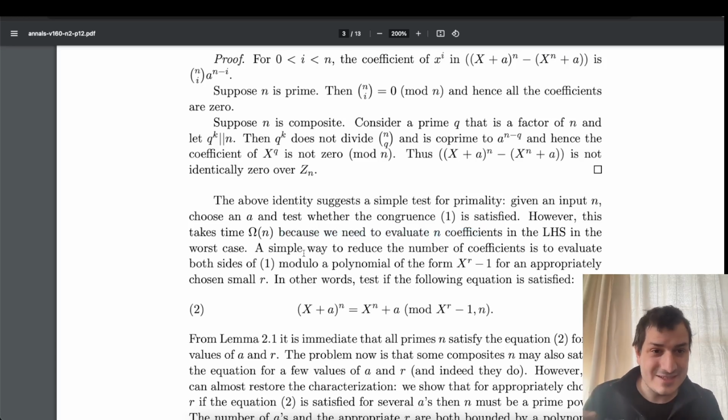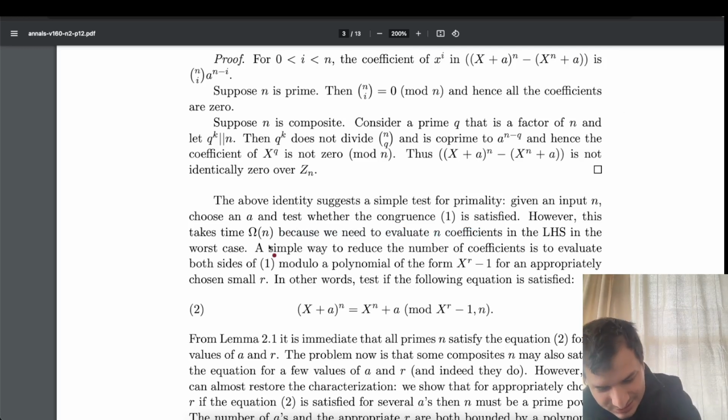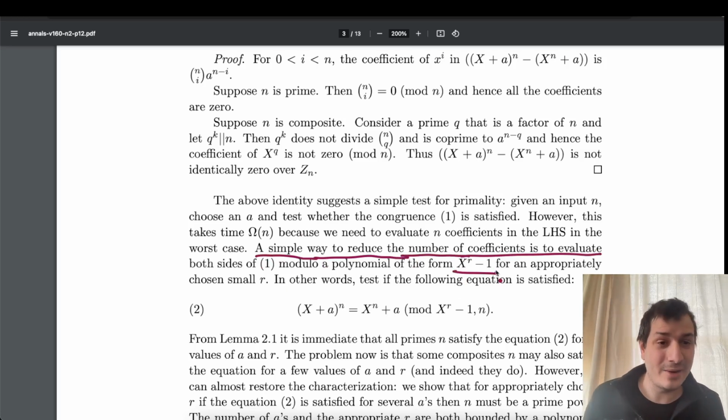Here is, I think, the actual genius part of the paper. Let me annotate some of this. Here is the actual genius thing they do. A simple way to reduce the number of coefficients is to evaluate both sides modulo a polynomial of the form x to the r minus 1.